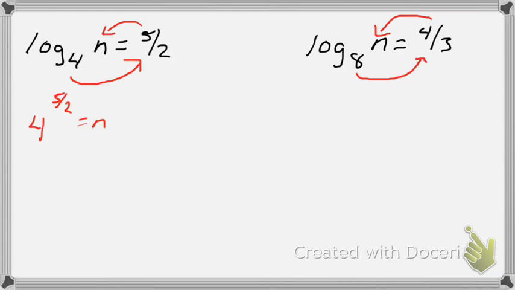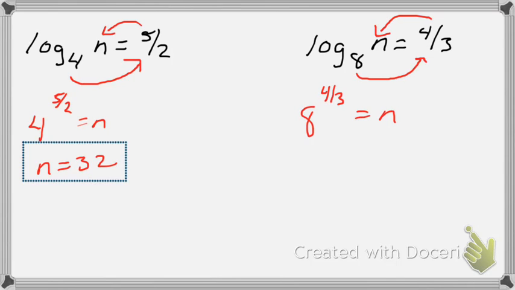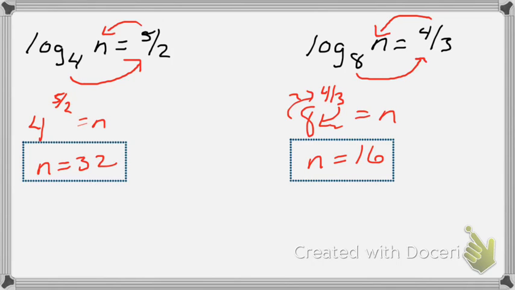Okay, we just did that 10 minutes ago. And now that's a calculator question. 4 to the 5/2 power. 4 to the 5/2 is 32. On the right side, I have 8 to the 4/3 equals n. And 8 to the 4/3 is 16. Just simply rewriting the logarithm as an exponential and solving.